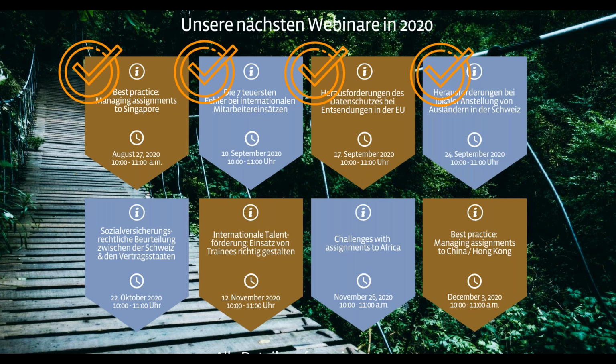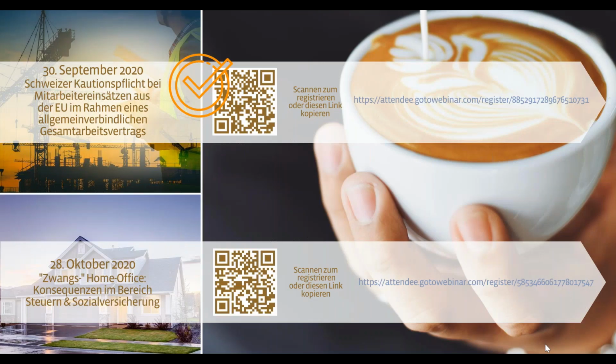Then we still have our webinars. The next webinar will be on the 22nd of October and will be about social security matters between Switzerland and any state with whom Switzerland has a social security agreement in place. And our next Coffee and Consulting will be about the Home Office and any consequences in regard to taxes and Social Security.